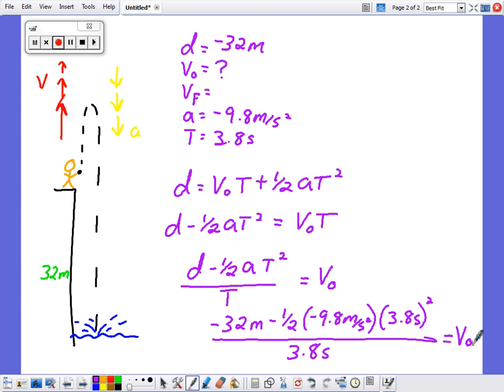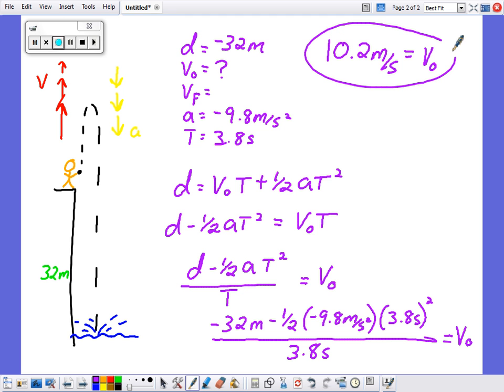I'm out of room to write here on the bottom, so I'm going to write the answer up here in the top area. When I plug in all these numbers into my calculator, I should get an initial velocity of 10.2 meters per second upward, so positive, for my initial velocity. And that's how you do this problem, where something goes up and lands at a lower spot than where it was thrown.